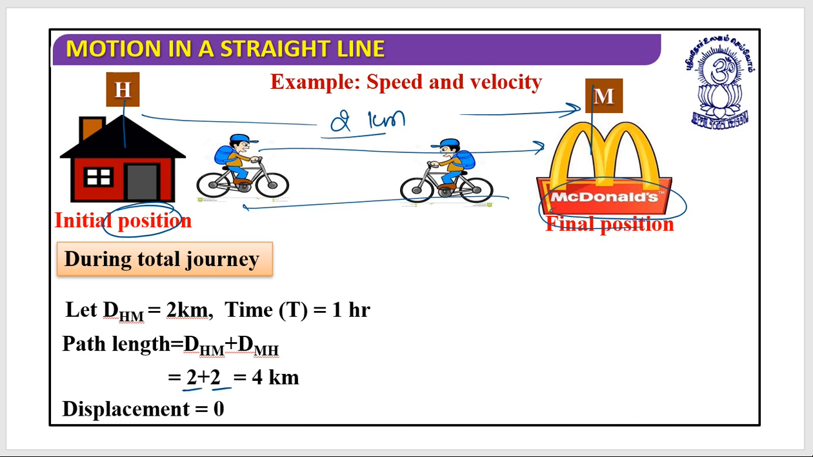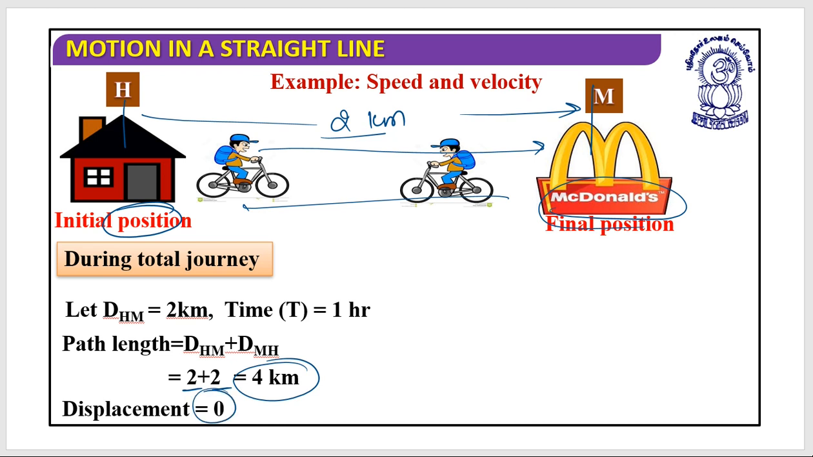So this total distance would be 4 kilometers. What would be the displacement? The initial position and final position of the person are equal. So when the initial and final positions are equal, displacement must be zero. So it would be zero.